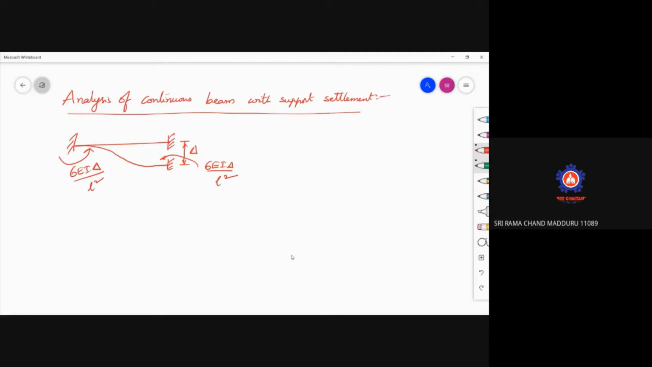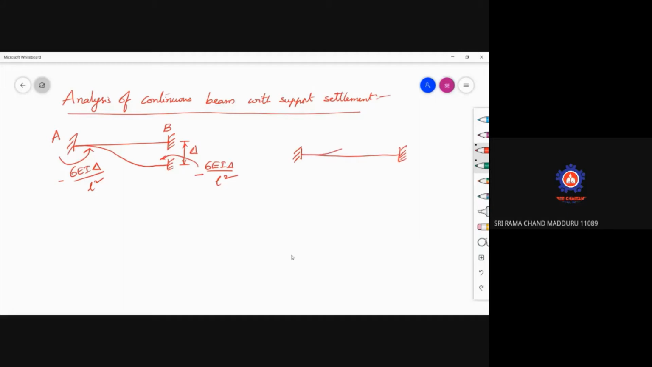So you can observe here when the support settlement is happening with respect to the left support, when the support B is coming down, then you can observe anti-clockwise fixed end moments are developed. So when this is anti-clockwise, you can give a sign convention of negative. As per moment distribution method, the sign convention is anti-clockwise is negative, clockwise is positive.